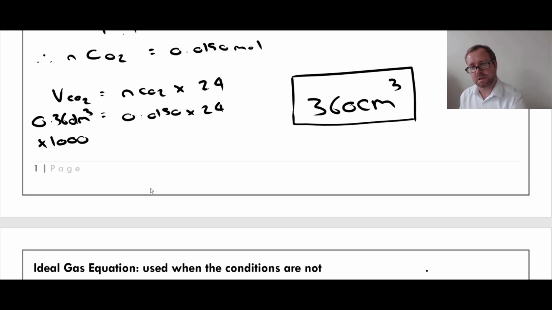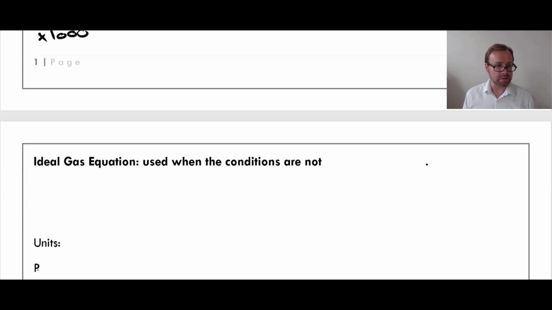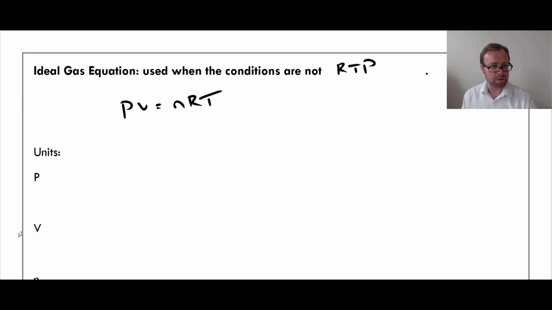Okay, so still pretty straightforward. Okay, so we'll move on to the ideal gas equation now. The ideal gas equation is used when conditions are not room temperature and pressure in general. That's just a general rule. But my ideal gas equation looks like this. So PV equals nRT. Go through the units.